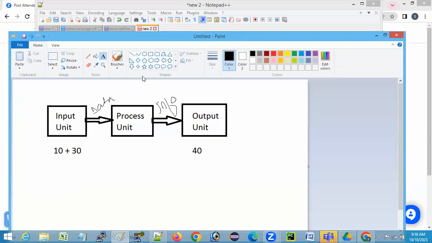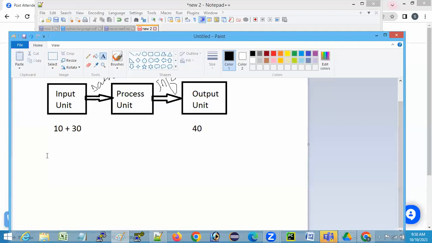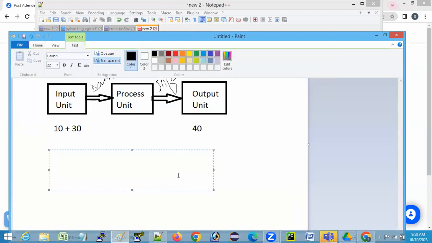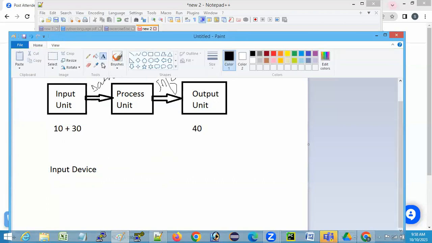Further, how it has been divided: we have divided it into devices like this. Now I'll show you. The input unit is named the input device. Now this is the most important, guys. Just remember all of this together, it's a very important input device.